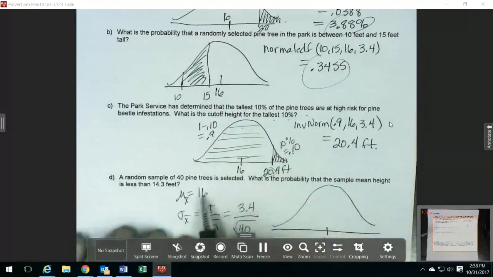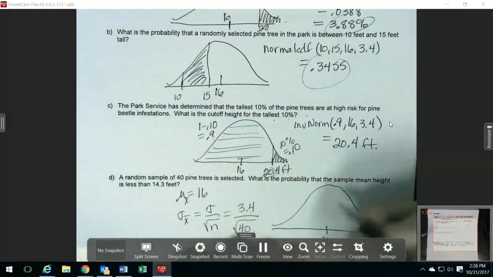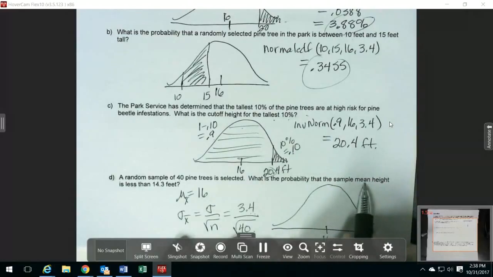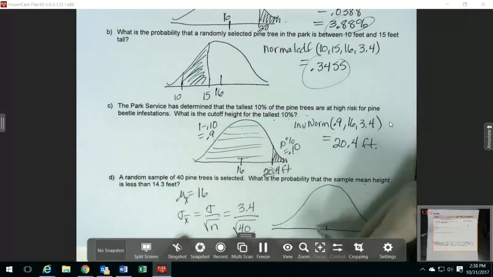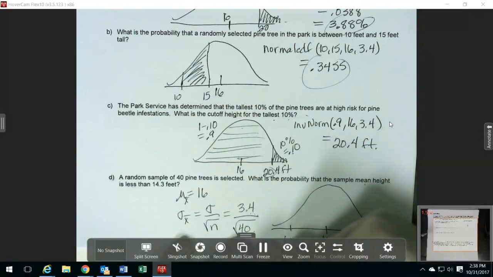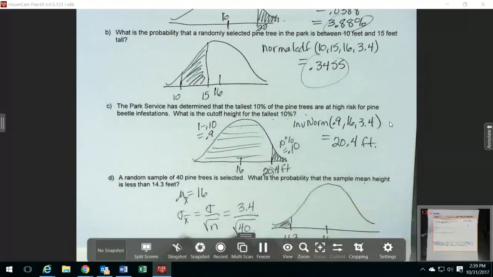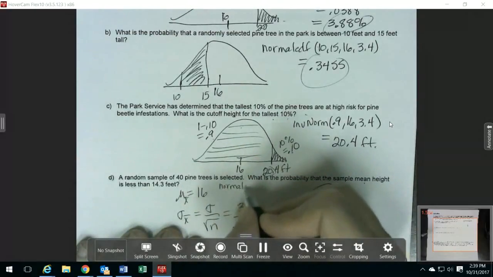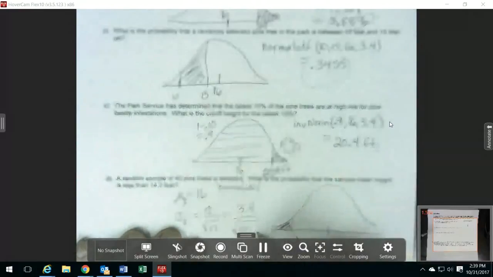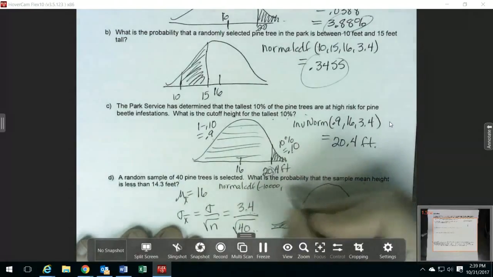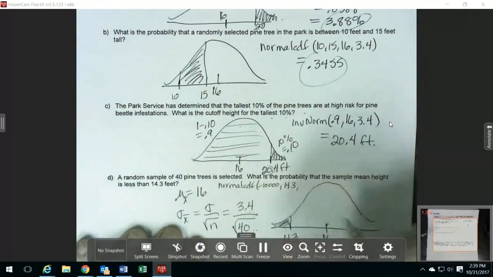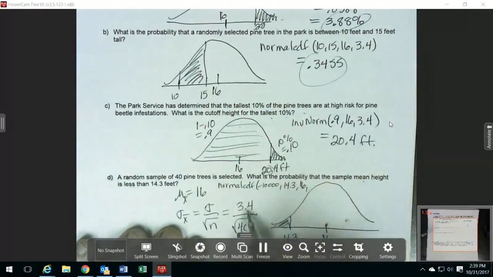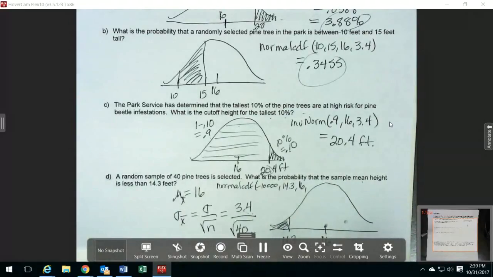So we still have our picture, and our picture still has 16 in the middle. We want the probability that the mean height is less than 14.3 feet. So I'm going to put 14.3 over here. Less than that would mean going to the left. So for my normal CDF function, I'm going to put in a large negative number for my lower bound, 14.3 for my upper bound, 16 for my mean, and then I'm going to calculate this to figure out what to put in for my standard deviation.